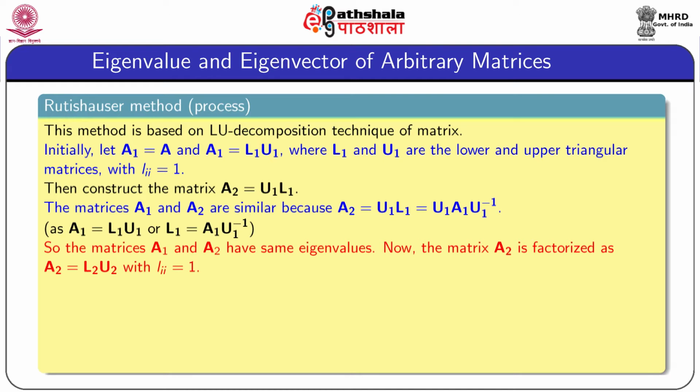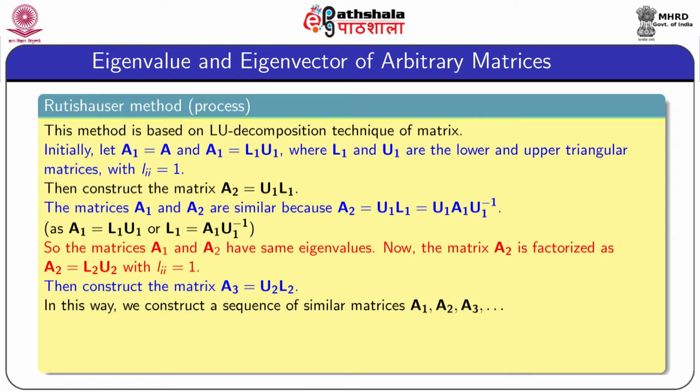Now, the matrix A2 is factorized as A2 equals L2 into U2 with Lii equal to 1. That means the diagonal elements of the lower triangular matrix L2 are taken as 1. Then we construct the third matrix A3 equal to U2 into L2, where U2 is obtained when the matrix A2 is factorized and L2 is the lower triangular matrix. This is another factor of the matrix A2.